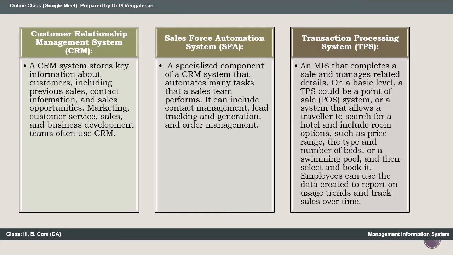And now the next one is the customer relationship management system. A CRM system stores key information about customers, including previous sales, contact information, and sales opportunities. Marketing, customer service, sales and business development teams often use CRM. Whenever we go with a sale, we record all the customer details, contact number, email ID, and the quantity of the product that has been bought by the customer. All those details will be kept for future reference.